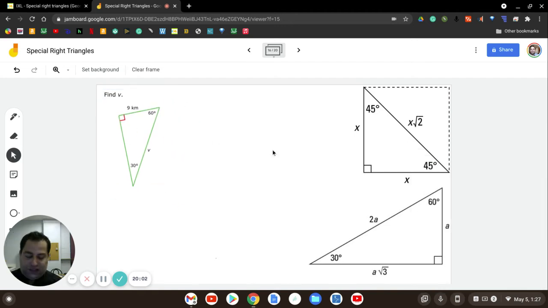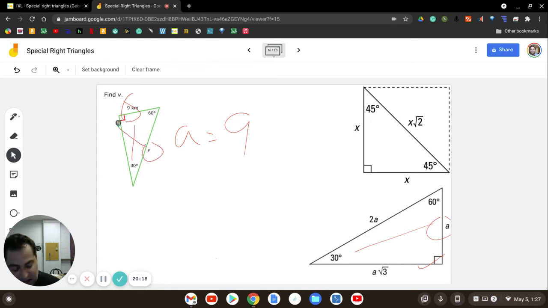We have a 30, 60, 90 triangle once again. And I know that opposite 30 degrees is 9. Opposite 30 degrees is A, so A equals 9. From there, I'm trying to find V. V is opposite the 90-degree angle. Opposite the 90-degree angle is 2A. So V equals 2A. Well, I know A is 9. 9 times 2 is 18.